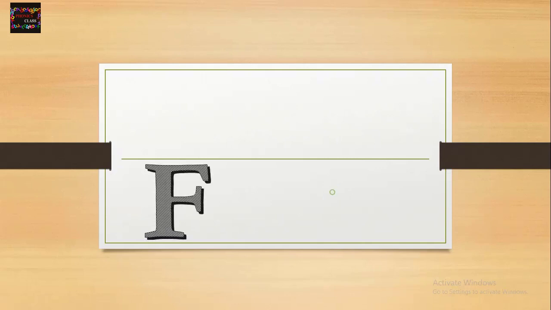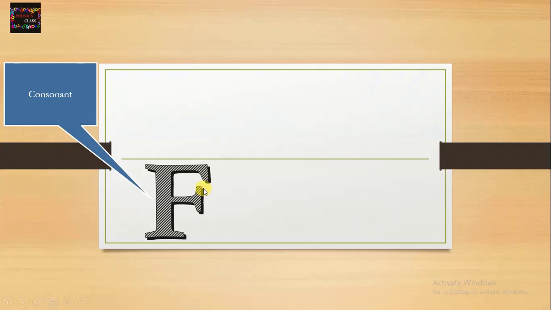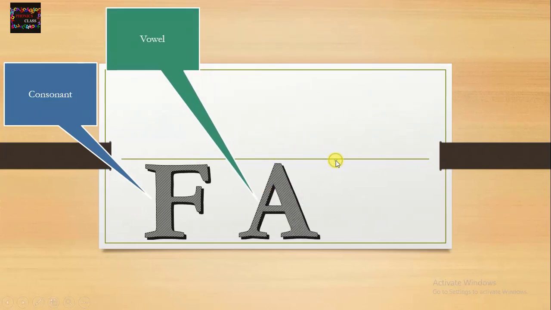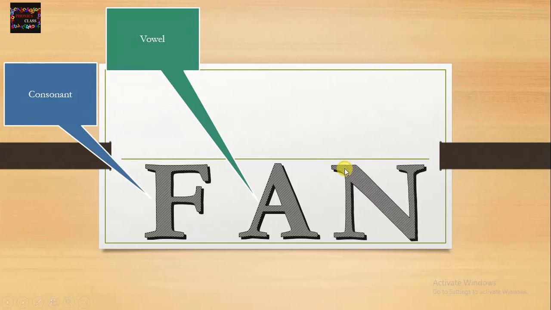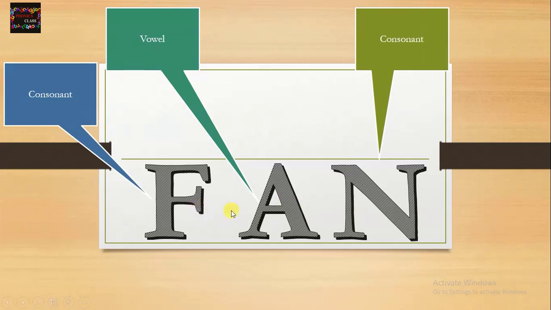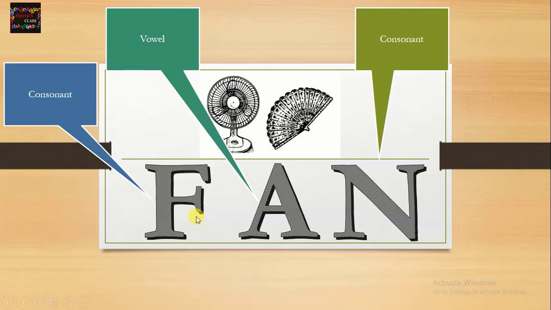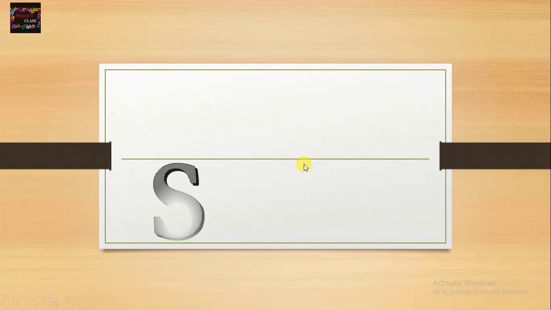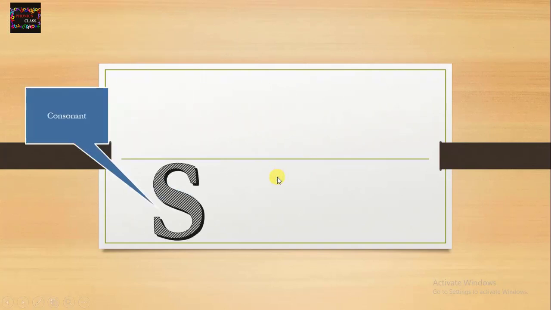Okay, let's move to the next word, F, a consonant. F makes the sound F. And A is a short vowel pronounced A. The next consonant is N, which makes the sound N. F, A, N, fan. When you are hot, you need a fan, right? F sound F, A sound A, N sound N. Fan. Okay, let's move to the next.